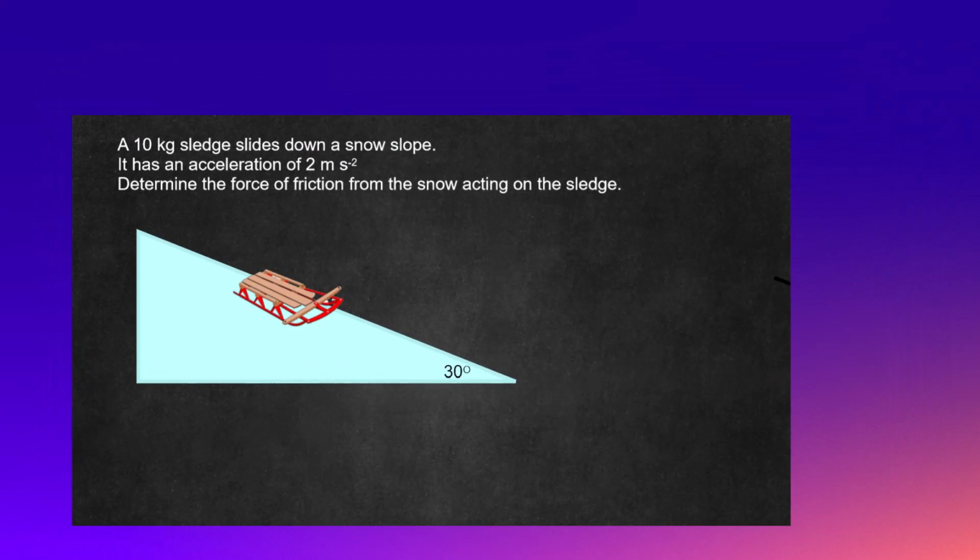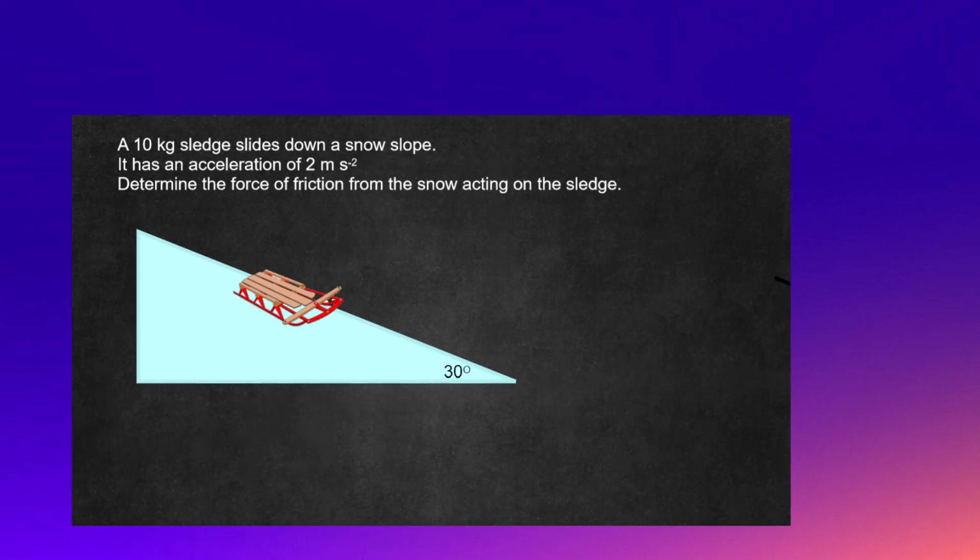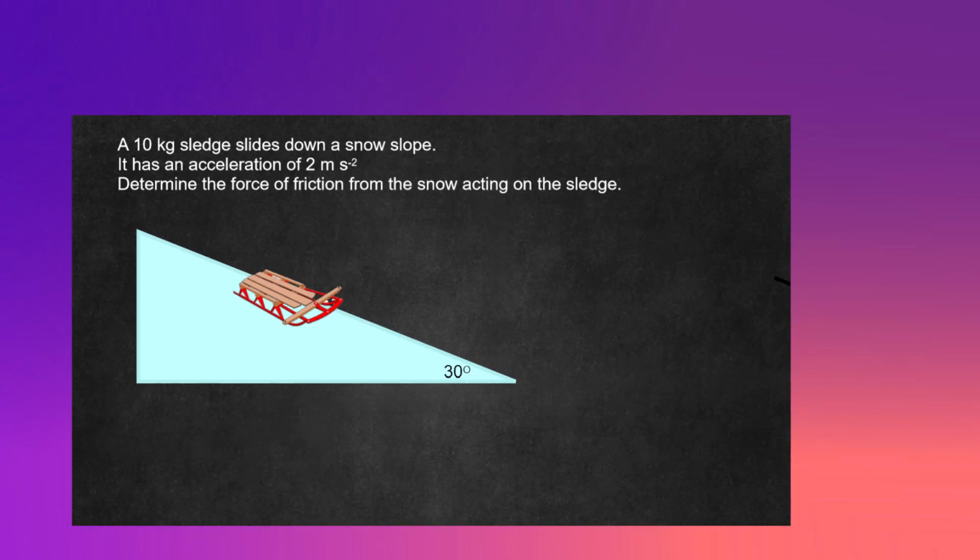Here we have a 10 kilogram sledge which is sliding down a snow slope. We're told that it has an acceleration of 2 meters per second every second, and we have to determine the force of friction this time from the snow acting on the sledge. This time we have to find the force of friction.